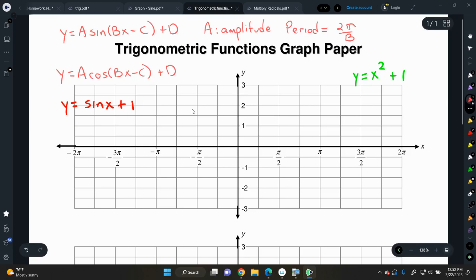What I like to do is sketch out very lightly my basic sine curve, as a dotted line. So there's my basic sine curve. And instead of making this real complicated, I'm just going to take each one of those points and shift it up 1 unit. So this goes up 1, up 1, up 1, up 1. There's my final sine curve, sine x plus 1.